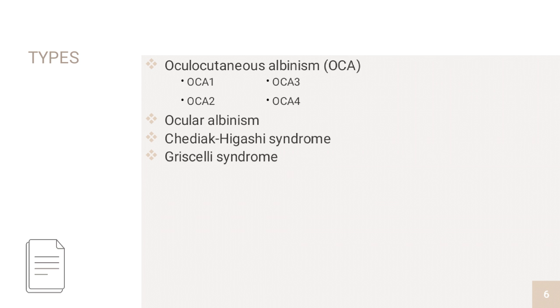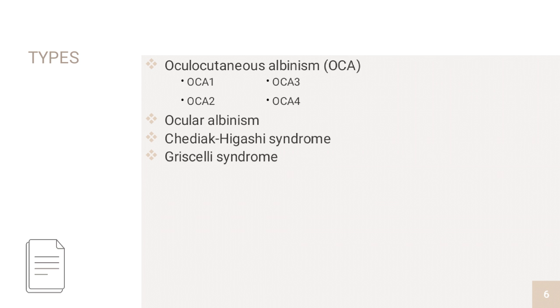The second type of OCA is OCA2, which is less severe than OCA1. It's due to a defect in the OCA2 gene that results in reduced melanin production. People with OCA2 are born with light coloring of the skin. The hair may be yellow, blonde, or light brown. OCA2 is most common in people of African descent and Native Americans.